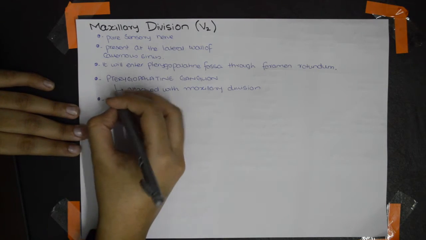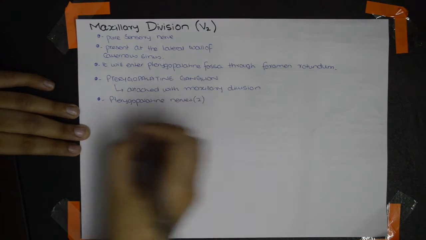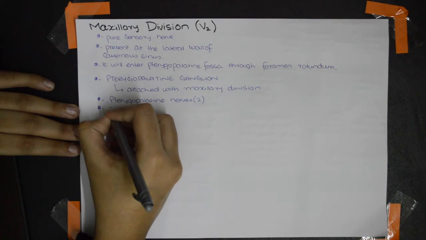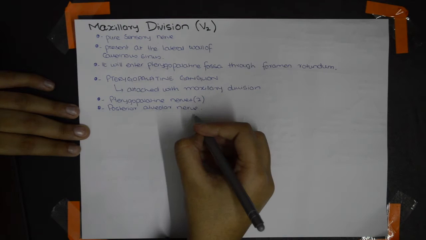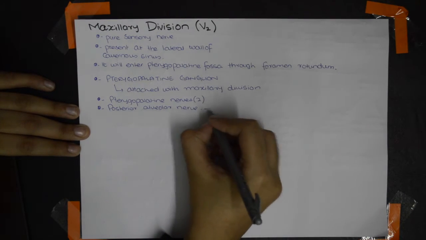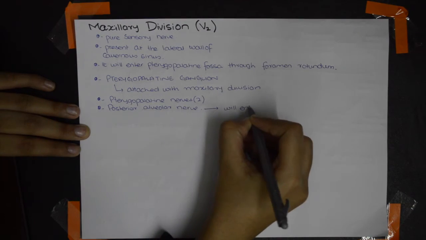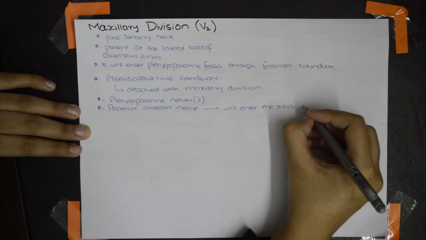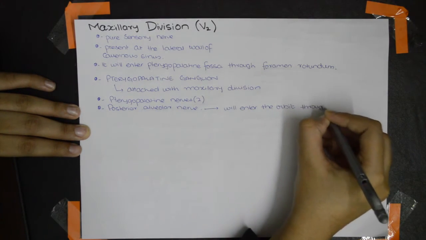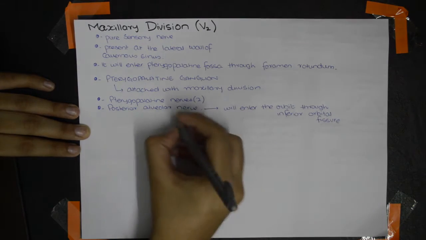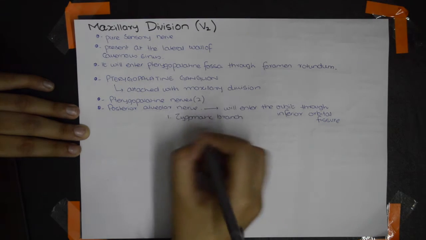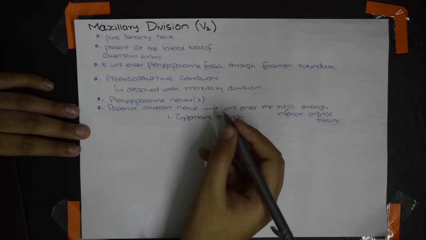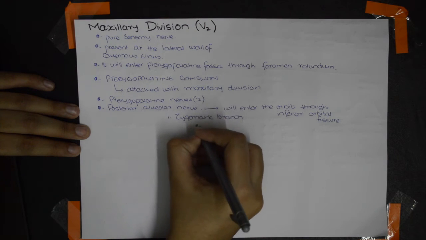Then the pterygopalatine nerves are 2 in number, and then the posterior alveolar nerve. This posterior alveolar nerve will enter the orbit through the inferior orbital fissure. It also has further branches. The first one is the zygomatic branch, and the zygomatic branch further has 2 branches.